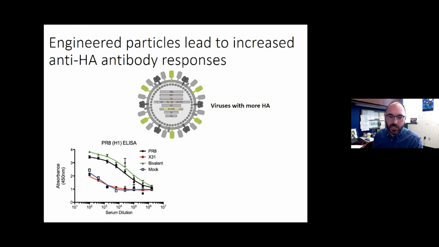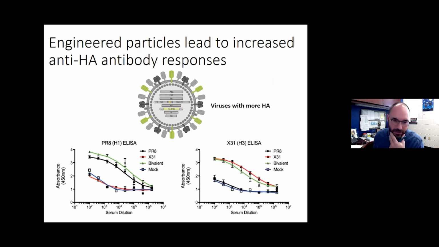If we vaccinate with this, we get twice as much HA response. So on the left, I'm showing you an ELISA against an H1N1 hemagglutinin. Again, if we vaccinate with the parental H1N1 in black, we get strong responses. If we vaccinate with the virus that has dual HA in green, we get as good or better of a response. The H3 virus in red and the mock vaccinated in blue, there's no response.